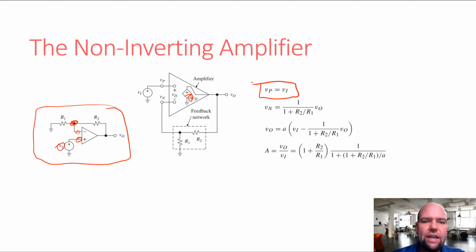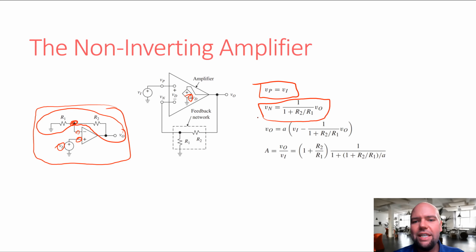Now, what about the voltage at the negative terminal? Well, the voltage of the negative terminal, based on this feedback network, is this little voltage divider. We have V out that's being divided across this network R2 over R1. So one thing to note, this equation is pulled directly from the book, and you might see that and you're like, what is going on there?